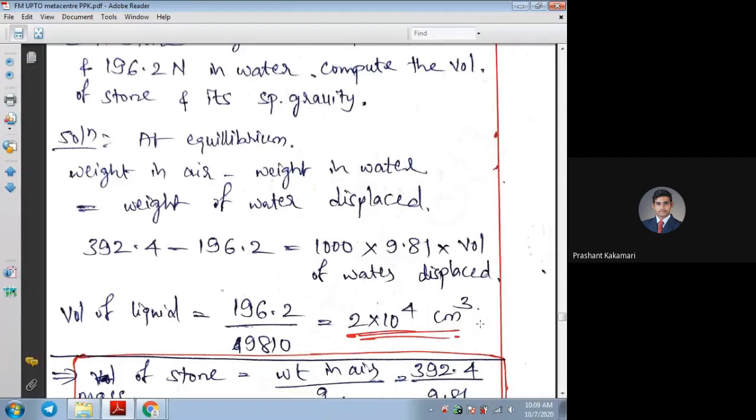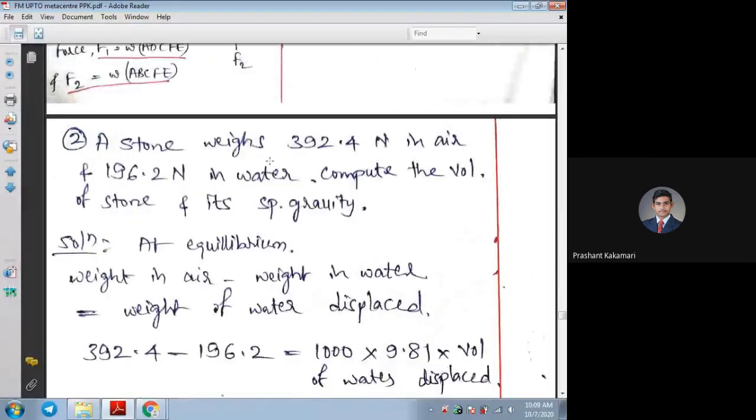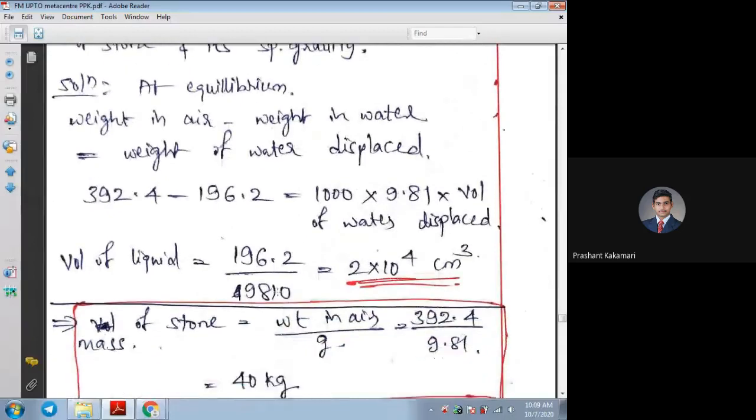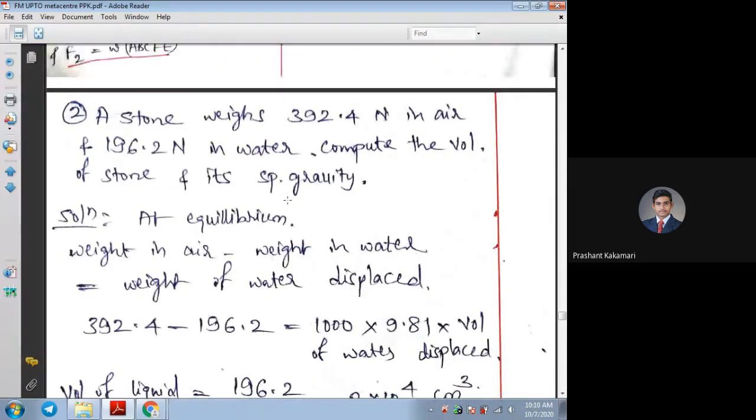Then we are coming back to the specific gravity. So volume we know, you can write here, volume of the liquid 2 into 10 raised to 4 centimeter cube equal to volume of the stone 2 into 10 raised to 4 centimeter cube. Now as I told you, you go by given weights, convert that into mass. So the mass of the stone, if you find out, because specific gravity we are taking for the ratio of the densities, we need to find out only the density by using the mass.